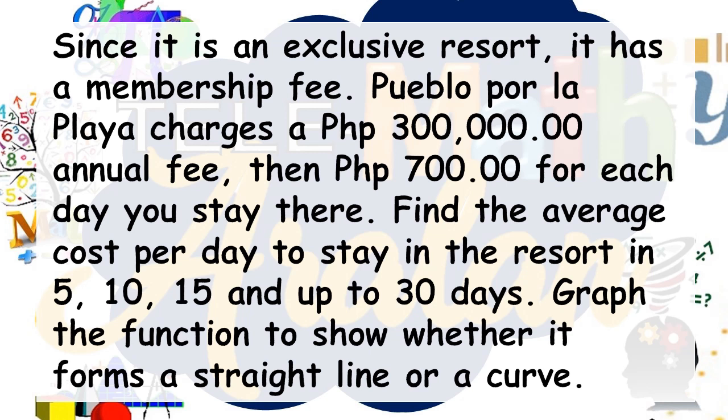Pueblo por La Playa charges a 300,000 pesos annual fee, then 700 pesos for each day you stay there. Find the average cost per day to stay in the resort in 5, 10, 15, and up to 30 days. Graph the function to show whether it forms a straight line or a curve. This problem being presented is an example of a rational function. To solve this problem, let us answer each question one by one.